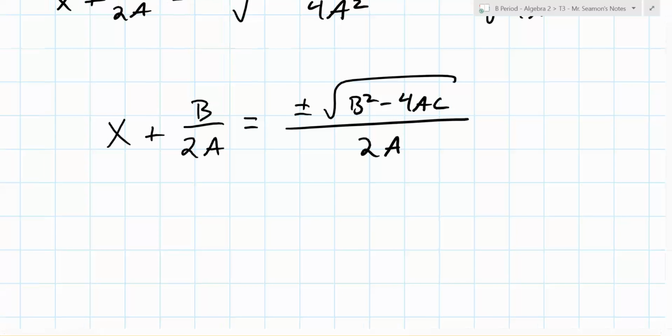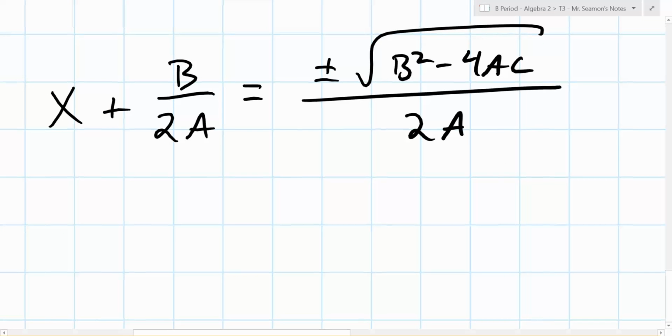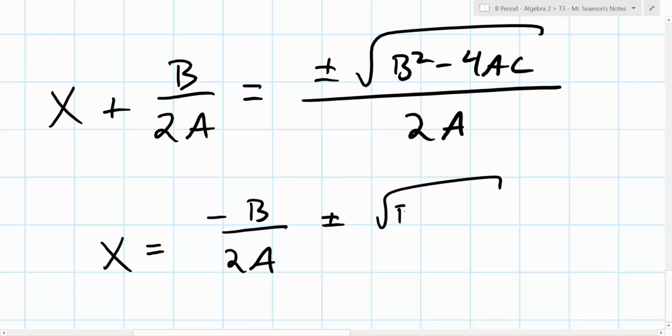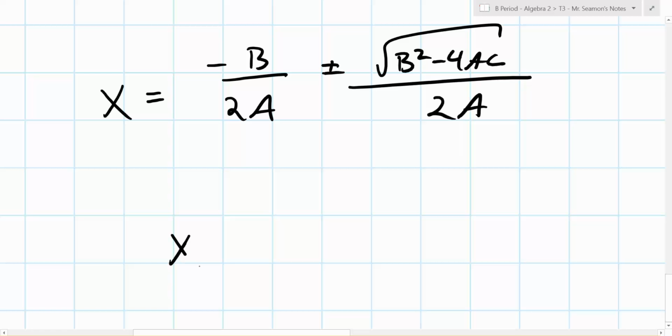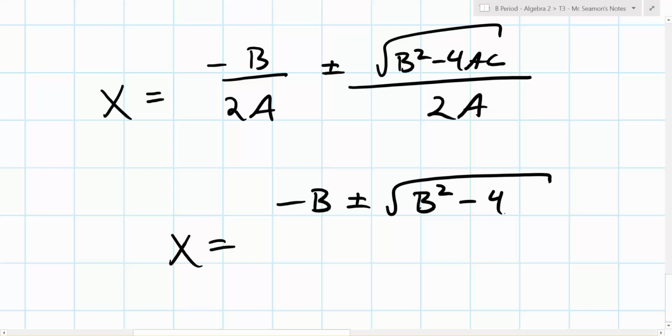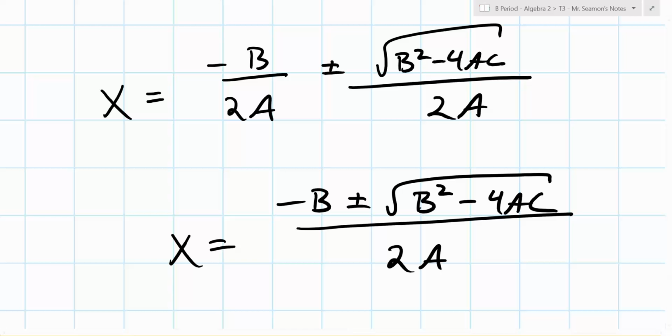Okay. If we want to isolate x, what should we subtract from both sides? x equals negative b over 2a plus or minus the square root of b squared minus 4ac over 2a. Hey, do we have a common denominator? Yep. So what do we end up with? x equals negative b plus or minus the square root of b squared minus 4ac all over 2a. Has anybody seen this before?